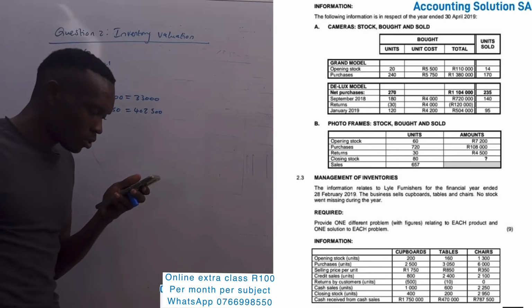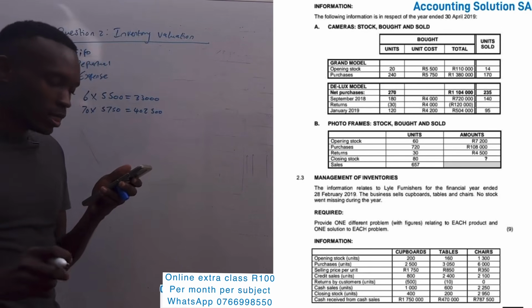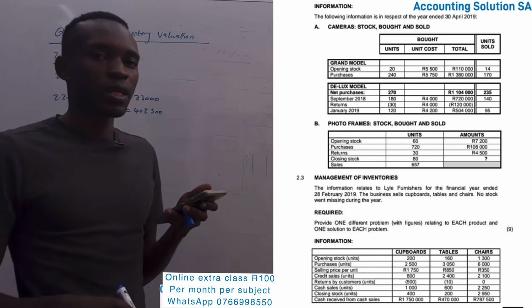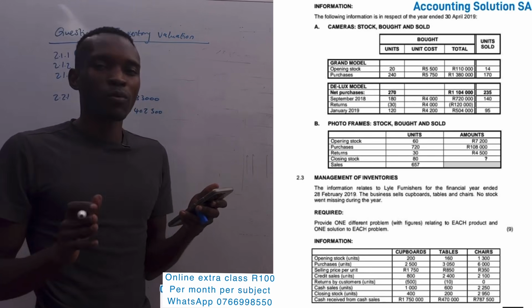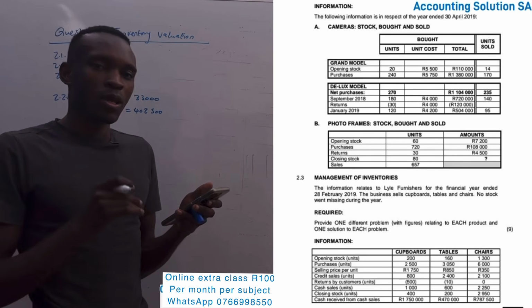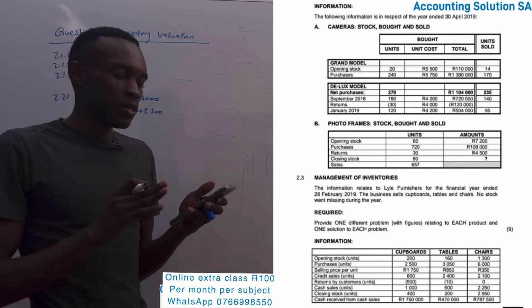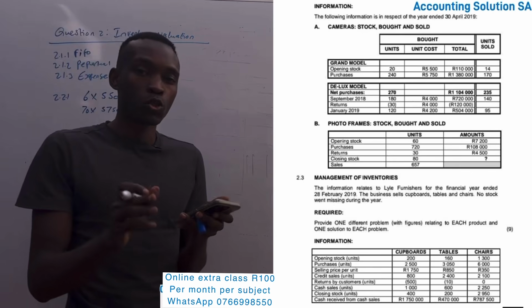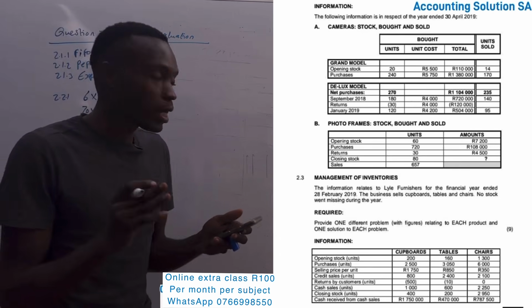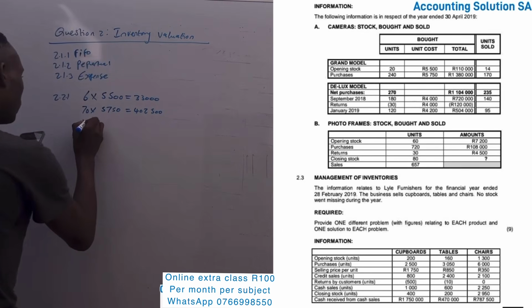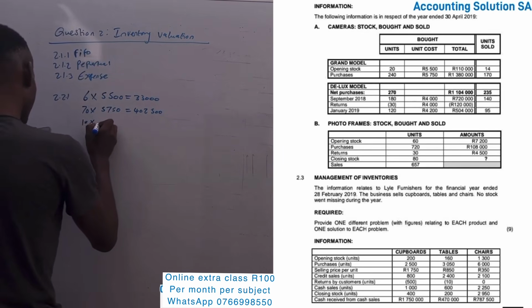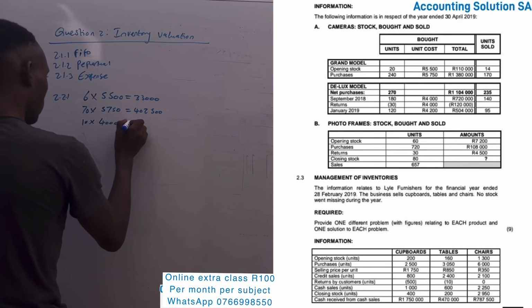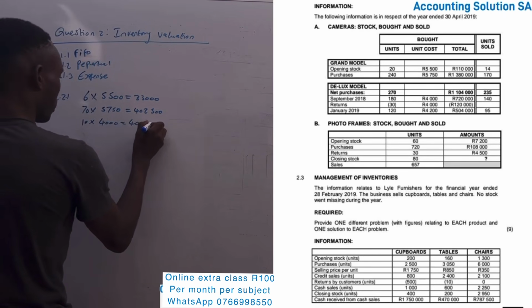Okay, then the one in September, there were 180, but out of 180 they returned 30, which means that out of 180 we have to subtract 30 first. We're going to be left with 150, and after that we compare 150 with 140 that has been sold, which means that we remain with 10, multiplied by the price of 4,000, and we're going to get, I think, 40,000.